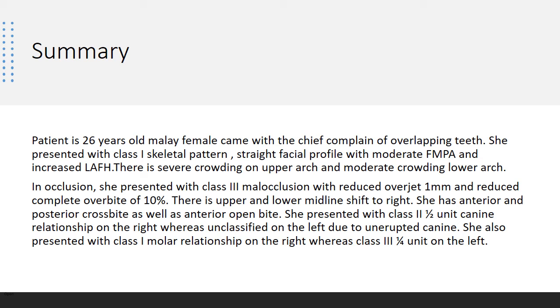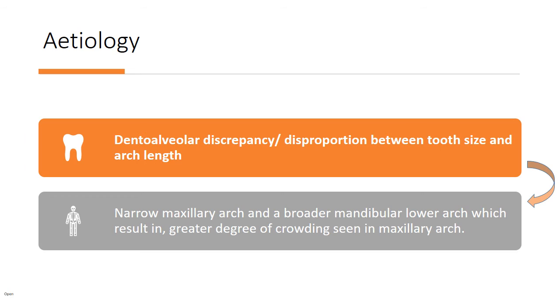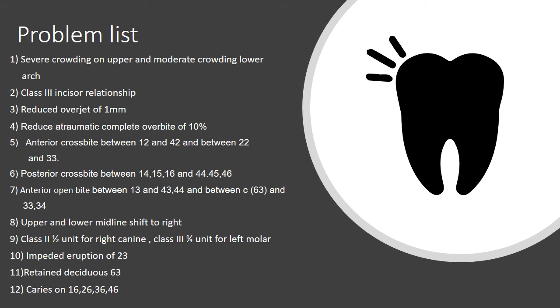She presented with a class 2 half unit canine relationship on the right, whereas unclassified on the left due to the unerupted canine. She also presented with a class 1 molar relationship on the right, whereas class 3 1/4 unit on the left. The etiology of this case is dentoalveolar discrepancy, or also can be said as disproportion between tooth size and arch length, because of the narrow maxillary arch and broader mandibular arch, which result in a greater degree of crowding seen in the maxillary arch.